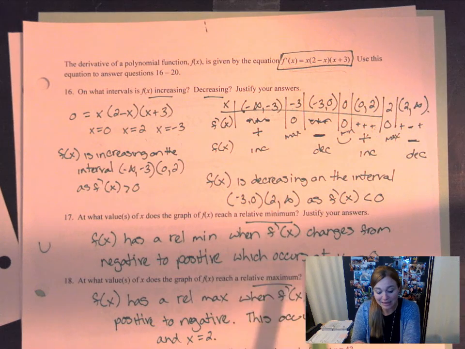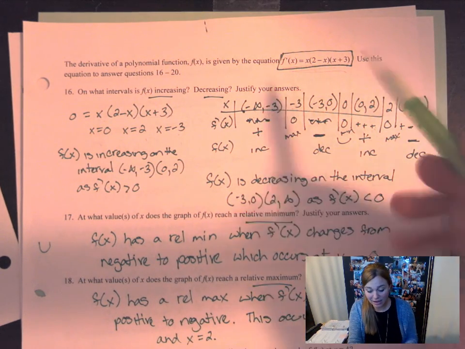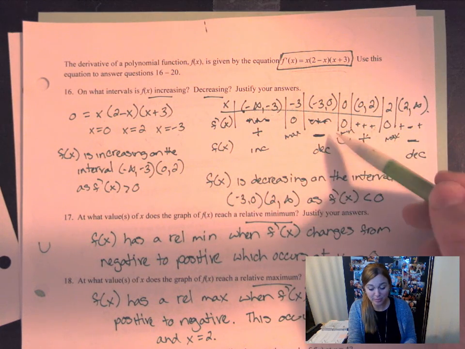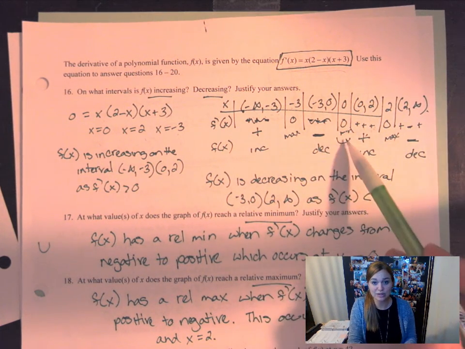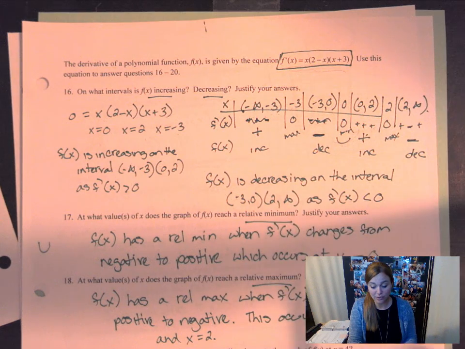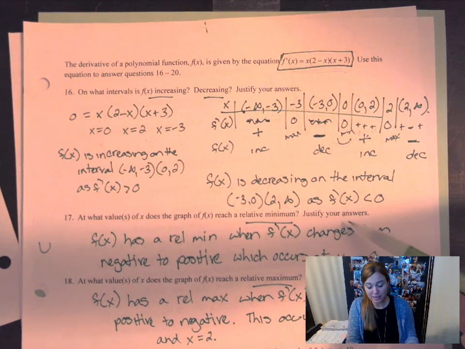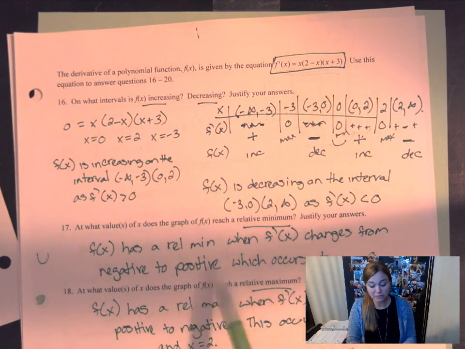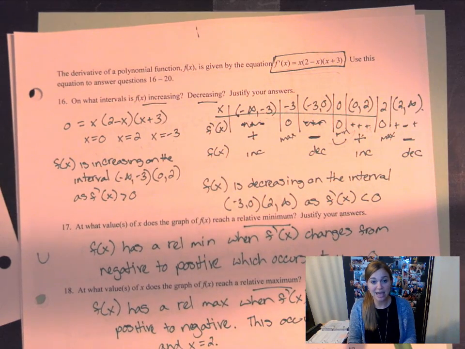Relative mins and maxes. So this one's talking about relative minimums. F of x has a relative min, and I always write this part in here, whether it's a min or max. So decreasing and increasing, and you can see I draw it in there, and then I wrote min. F of x has a relative min when f prime changes from negative to positive, so I justified it, which occurs at x equals 0.